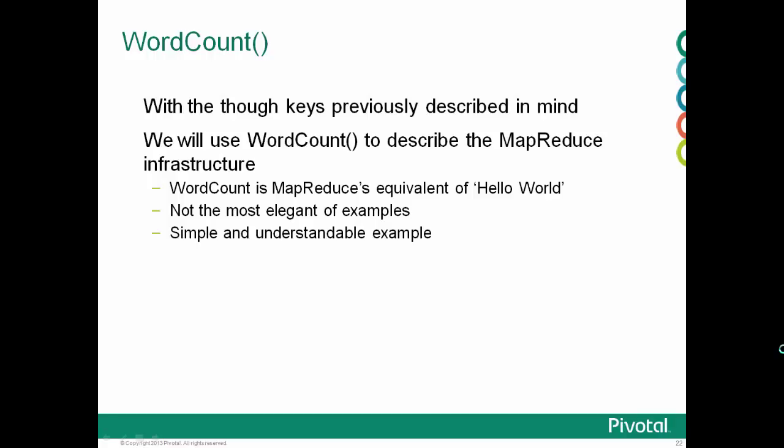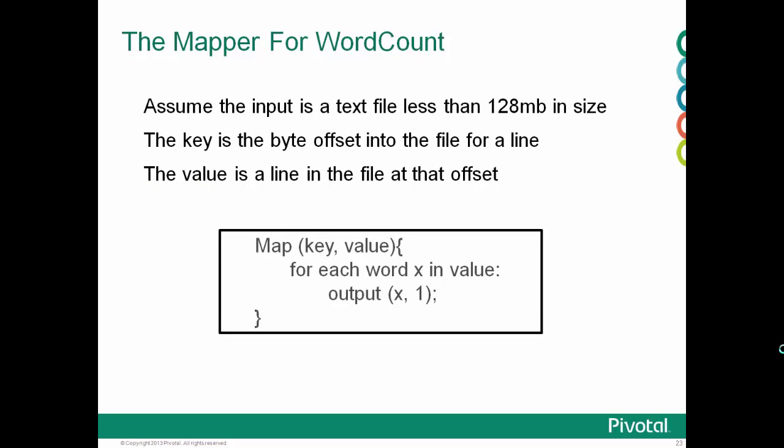So with the things we have talked about firmly in mind, let's take a look at a pretty simple example that really is very descriptive of how MapReduce actually works. We will use word count to describe how it works. It is the hello world, if you will, of MapReduce. For purposes of this example, assume that we have a text file that is less than 128 megabytes, which means all the text is in one block. The key in the key value pair is going to be the byte offset into the file for a particular line of text. And the value, of course, is going to be that line of text.